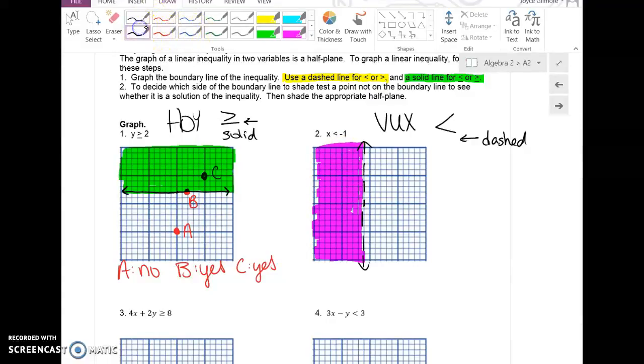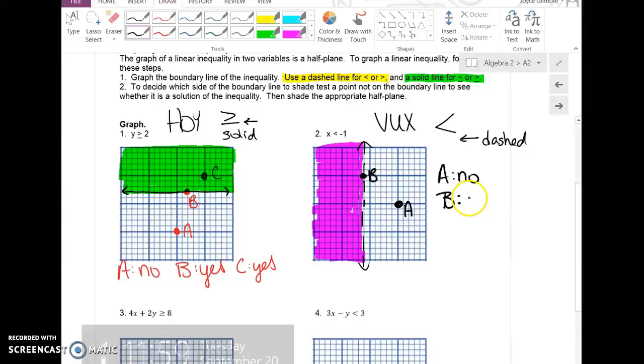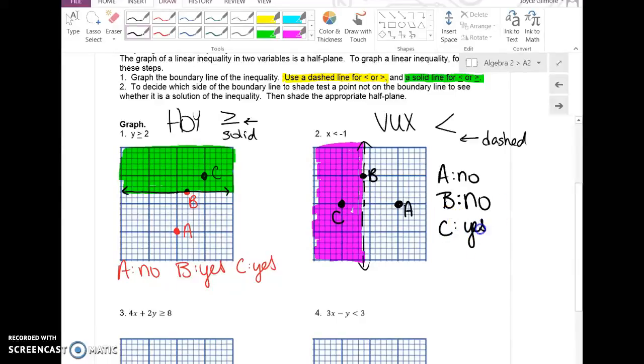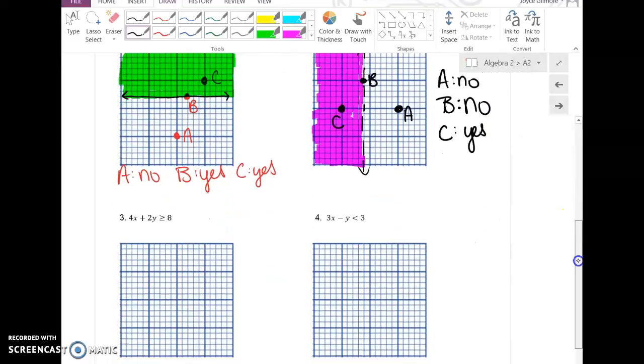Okay, again, I'm going to ask you some questions. Is point A a solution? Is point B a solution? I'm hearing yeses and nos. It's a less than, not less than or equal to, just less than. It's a dashed line. The dashed line indicates that the line is not included in the shading. So because point B is on the line, it is not a solution. Now for the easy one, is point C a solution? Yes.